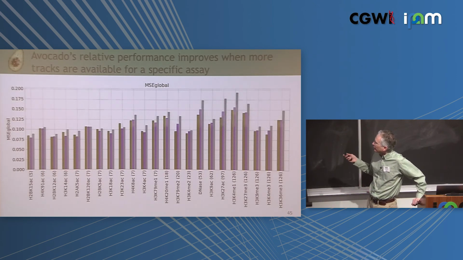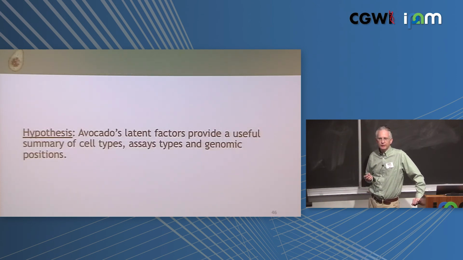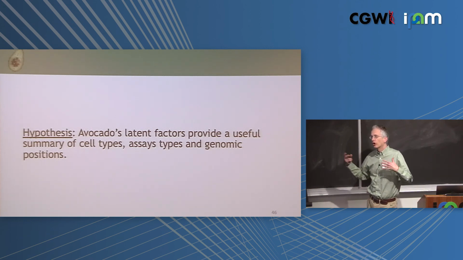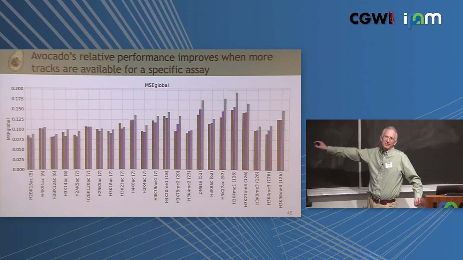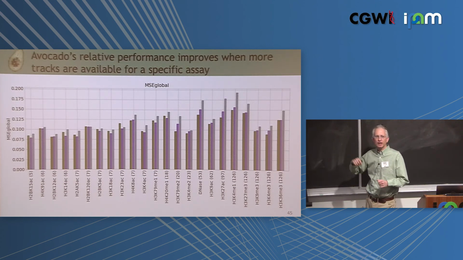I'm not going to go through that one, but we looked a little bit at the performance when you have more assays. Well, actually, maybe I'll just say the answer. So basically, what this shows is that as you get more and more assays for a given cell type, the difference between ChromImpute and Avocado gets larger. So it does a better job of making use of lots of available data.